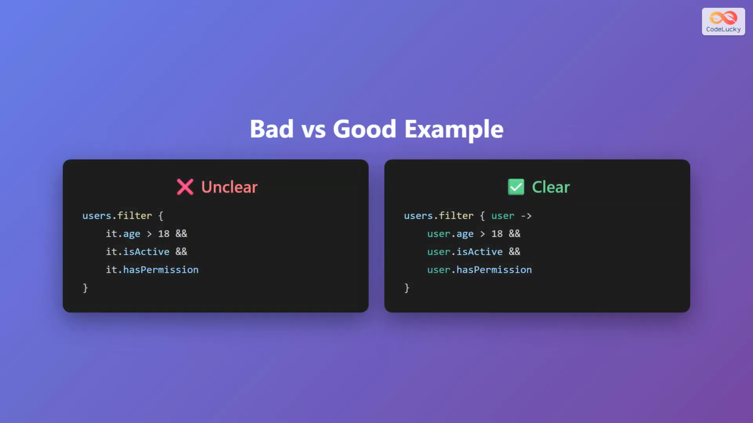Let's see a practical comparison. On the left, we're filtering users with a complex condition checking age, active status, and permissions. Using it here makes the code harder to understand because we repeatedly see it.age, it.isActive, it.hasPermission. On the right, we use an explicit parameter name called user. Now the code reads much more clearly. user.age, user.isActive, user.hasPermission. When your lambda has multiple property accesses or complex logic, always prefer explicit parameter names over it.